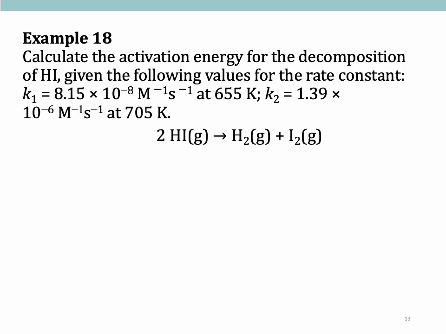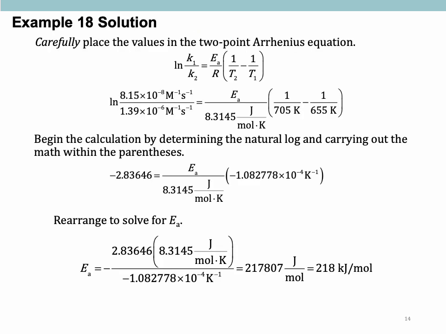Here's another example, you can give it a try on your own. Calculate the activation energy, so we just have to solve for EA, for a decomposition, given the following values of rate constant: k1 at this temperature, k2 at this temperature. Again, we just rearrange the equation to solve for EA, and the equation is this, which you do not have to memorize. It will be provided to you in the formula sheet.